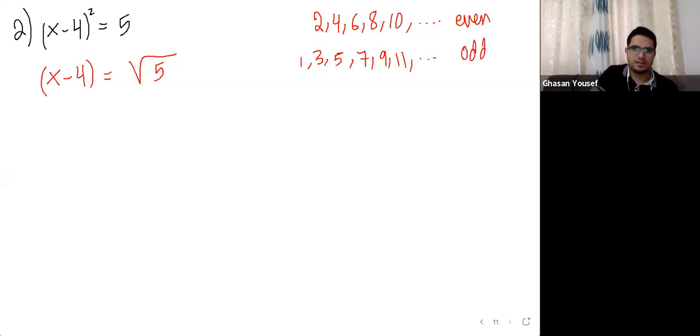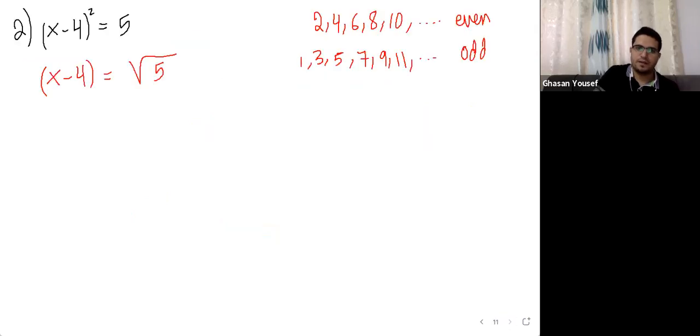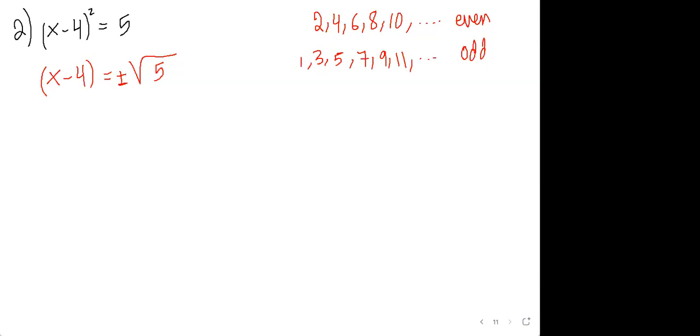So because 2 is even, we go back to the property, we have to take the positive and negative. So here, positive, negative. Now what should we do after that? So x equals 4 plus the square root of 5, and then 4 minus the square root of 5. X equals, 2 solutions.